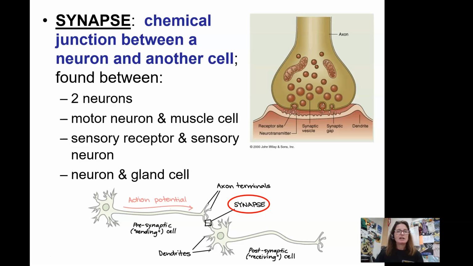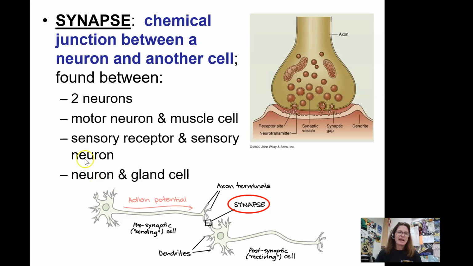You could have a synapse for the messages going up to your brain. So the sensory receptor that says cold, cold, cold is going to pass that message from the receptor cell to the sensory neuron that will take the message the rest of the way up to our brain for processing.